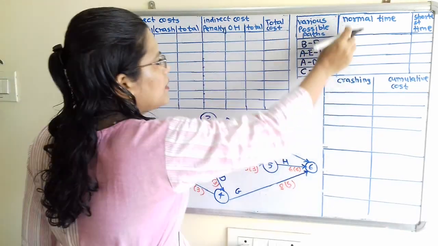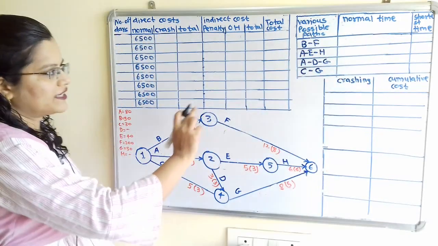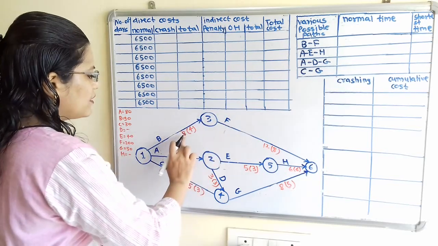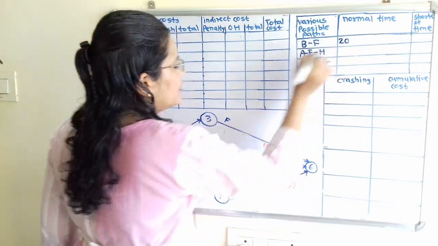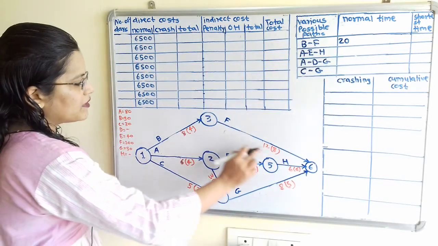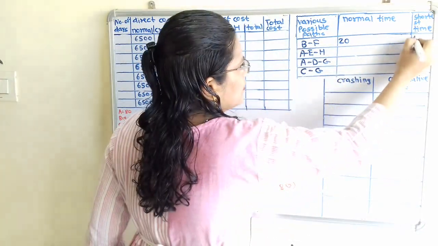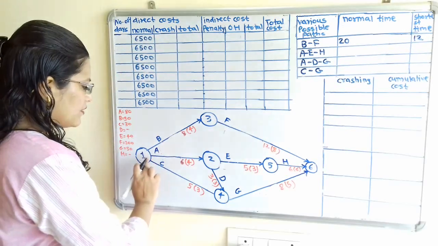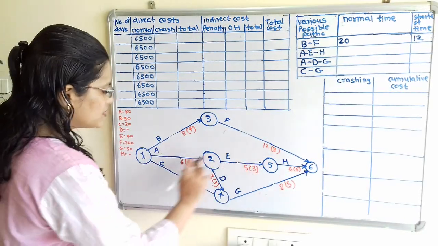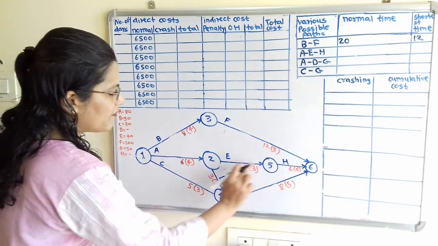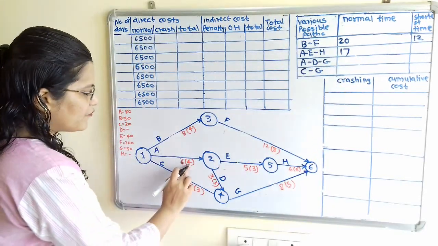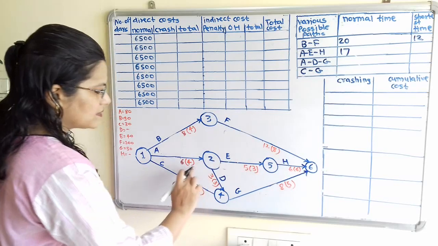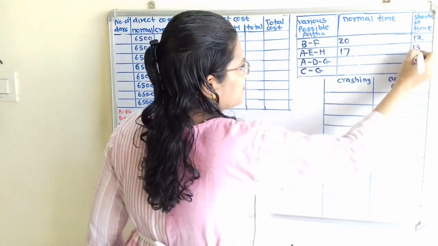Now we will calculate the normal time and shortest time. So for BF, normal time 8 plus 12, that is 20. For shortest time 8 plus 4, 12. Then for this AEH, normal time 6 plus 5 plus 6, 17. Shortest time 4 plus 3 plus 6, 13.